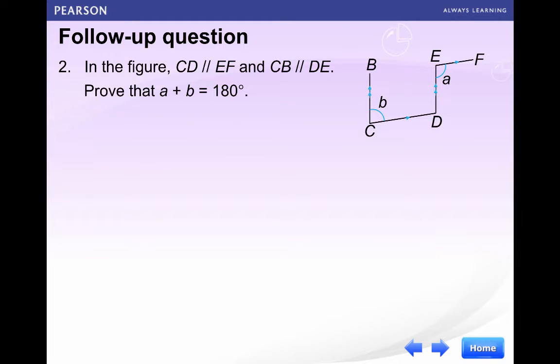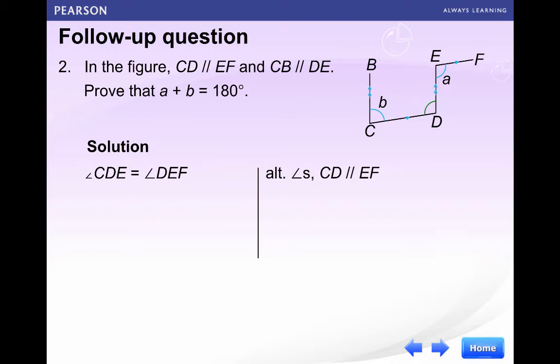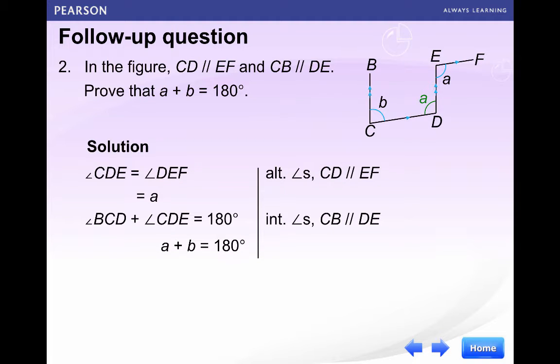How about this kind of figure? You can also use some alternate angles. First of all, you find angle CDE, which equals angle DEF, which equals A, because alternate angles. And we know CD is parallel to EF. And then we can say that the sum of these two angles, angle BCD and angle CDE, will equal 180 degrees. This is interior angles, because we have parallel lines CB parallel to DE. So A plus B becomes 180 degrees.